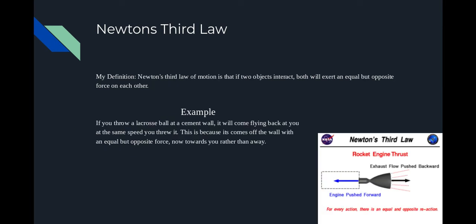Newton's third law. My definition of Newton's third law is that if two objects interact, both will exert an equal but opposite force on each other. An example of this is if you throw a lacrosse ball at a cement wall. If you do so, it will come flying back at you with the same speed you threw it at the wall. This is because it comes off the wall with an equal but opposite force, so now the ball is coming towards you rather than away.